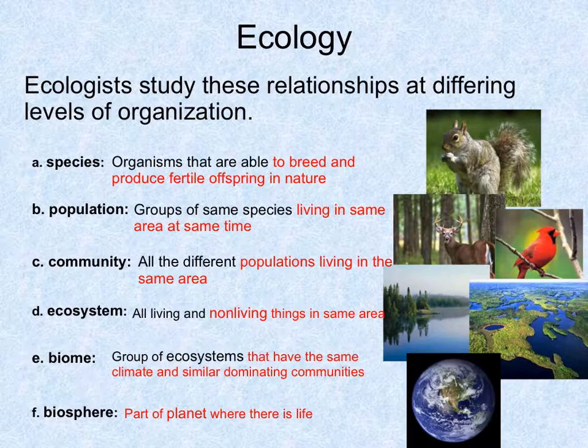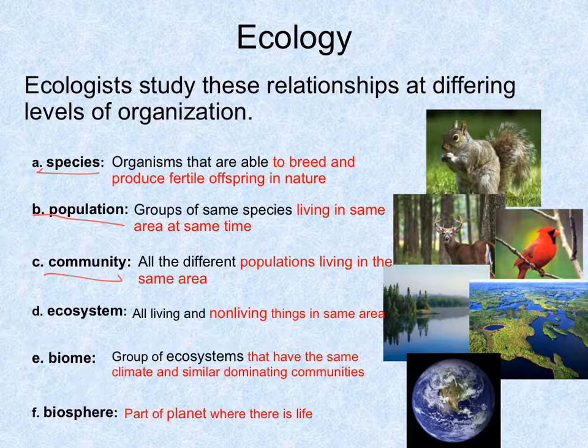In order for us to understand the relationships between organisms, we need to understand the levels of organization first, and so we look first at species, which are all the organisms that are able to breed and produce fertile offspring in nature. We have populations, which are groups of the same species that live at the same area and the same time.